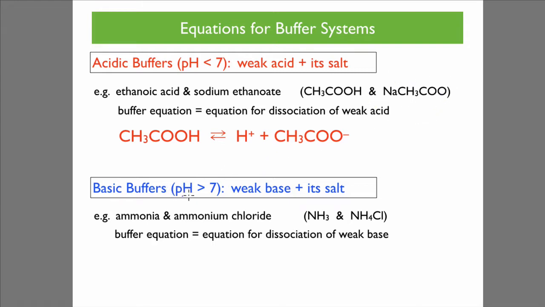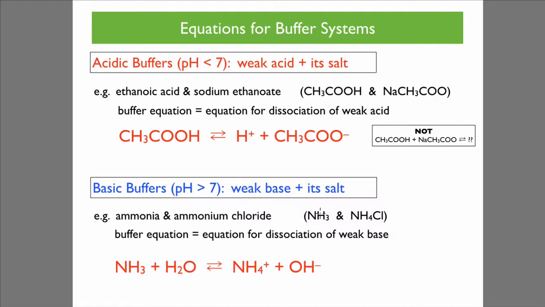Basic buffers have a pH of above 7, and they're formed from a weak base and its salt. For example, ammonia and ammonium chloride. The buffer equation is just the equation for the dissociation of the weak base. So NH3 reacting with water to give us the ammonium ion and hydroxide ion.